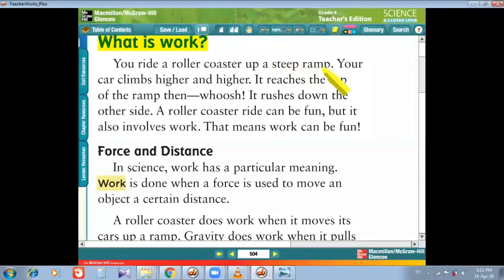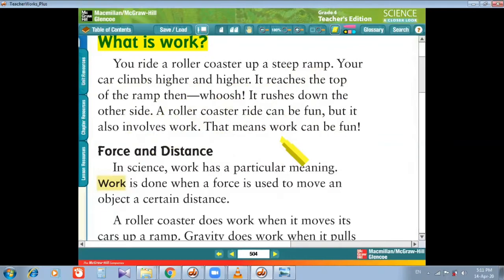You ride a roller coaster up a steep ramp. Your car climbs higher and higher. It reaches the top of the ramp. Then it rushes down the other side. A roller coaster ride can be fun, but it involves work. That means work can be fun.